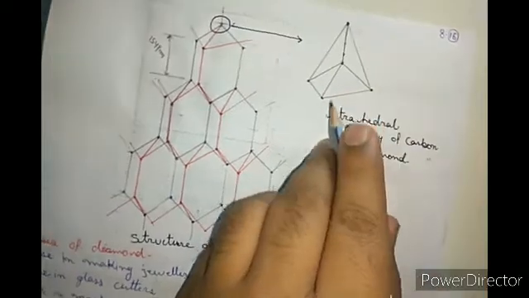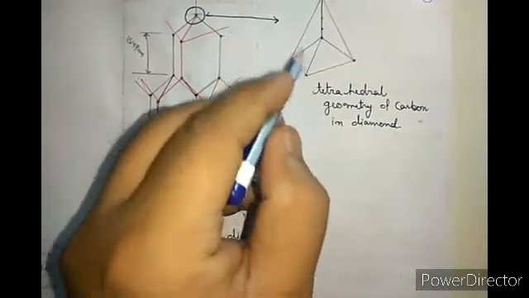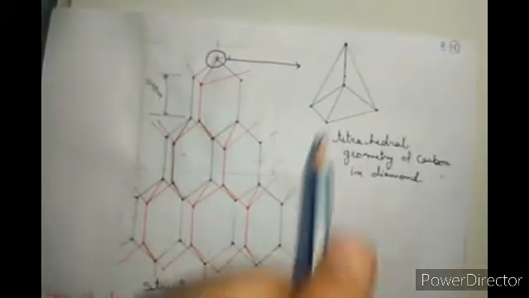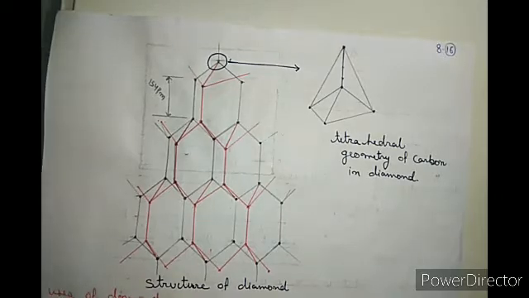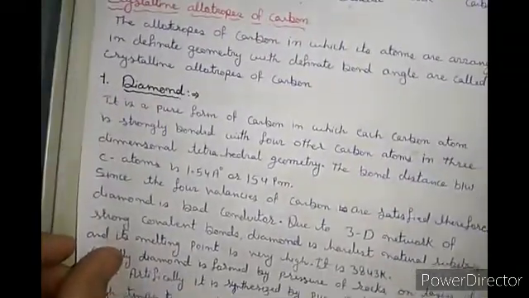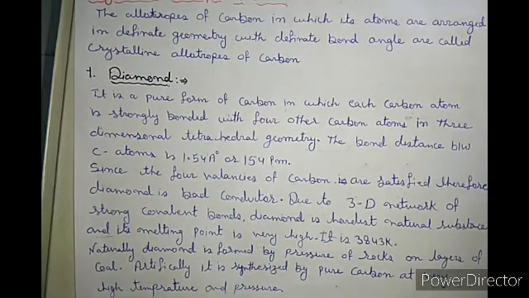The geometry was tetrahedral. Each carbon atom is bonded with four other carbon atoms in tetrahedral geometry. Got it? The bond distance between the carbon atoms is 1.54 angstrom or 154 picometer.